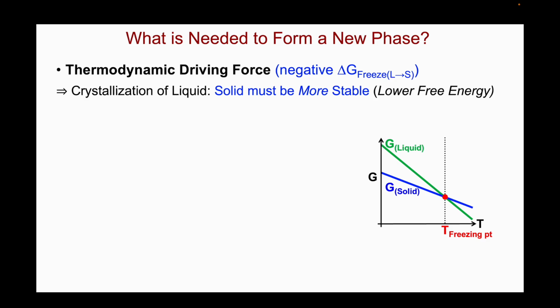Here's a schematic plot of the free energies of a liquid and a solid as a function of T. Above the freezing point, the liquid is stable, and it has a lower, more negative free energy. Below the freezing point, the solid has the lowest free energy, and at the equilibrium freezing point, 0 degrees C for water, their free energies are equal. That is why the freezing point is the only temperature where the two forms could possibly coexist at equilibrium.